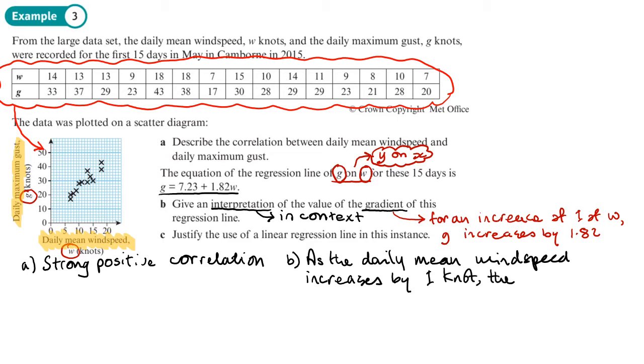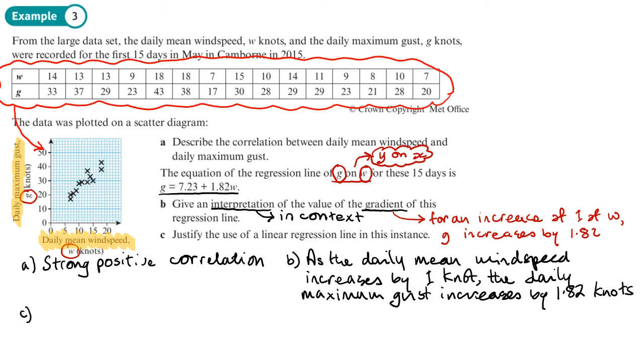the daily maximum gust increases by 1.82, and what units are they? Knots. That's what I mean by an answer in context. Interpret the numbers in the context of the question.